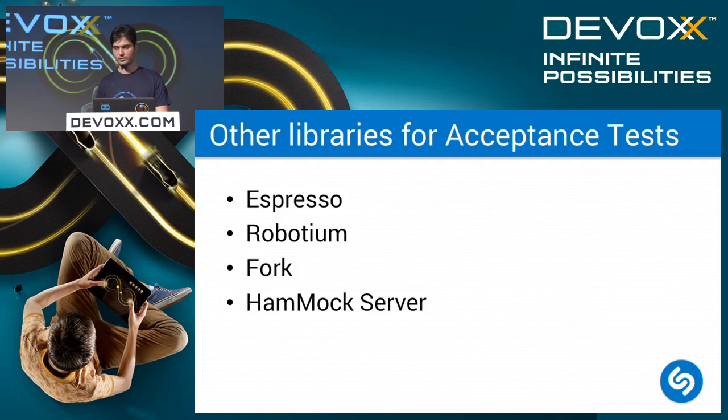The added cost, though, is that Robotium is a bit slower because it doesn't have hooks in the system the same way that Espresso does. So it has a lot of waiting, revalidating the view hierarchy, the views, and that over time can get quite slow. Fork is a library that we have written.